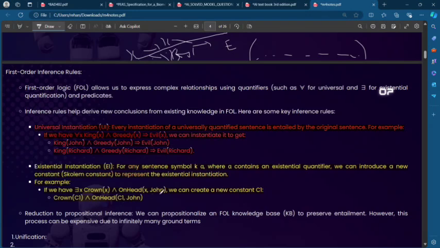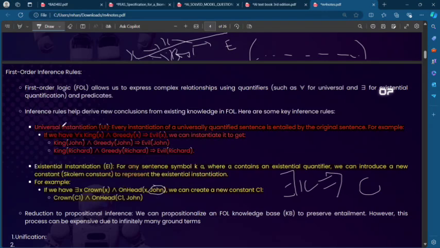Here we have specified John: crown of x, and on head of x comma John. A crown is on John's head. So instead of there exists x, we are converting this existential quantifier into a constant. You understood, right? That's what we are doing here.